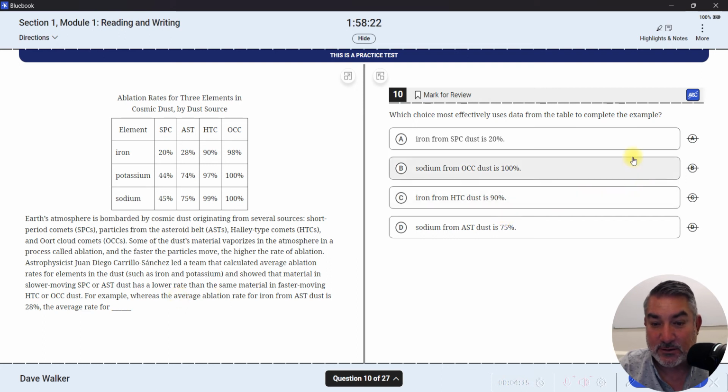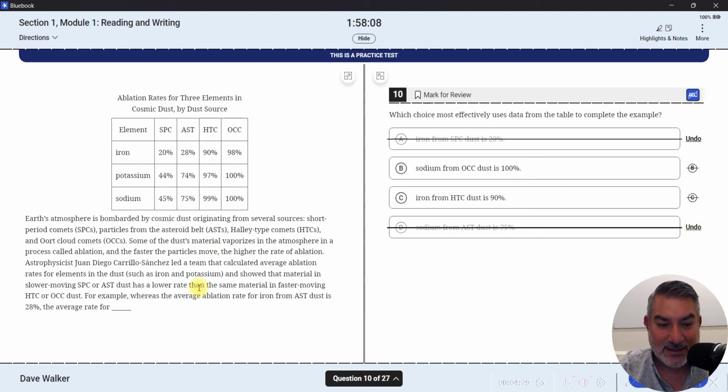Let's go to the answer choices. Oh, look, A doesn't mention one of the fast dusts. It's gone. B does. That's OCC. That's one of the fasts. HTC is one of the fasts. AST is not one of the fasts. It's the same one that's mentioned in the example. So we've already eliminated two answer choices.